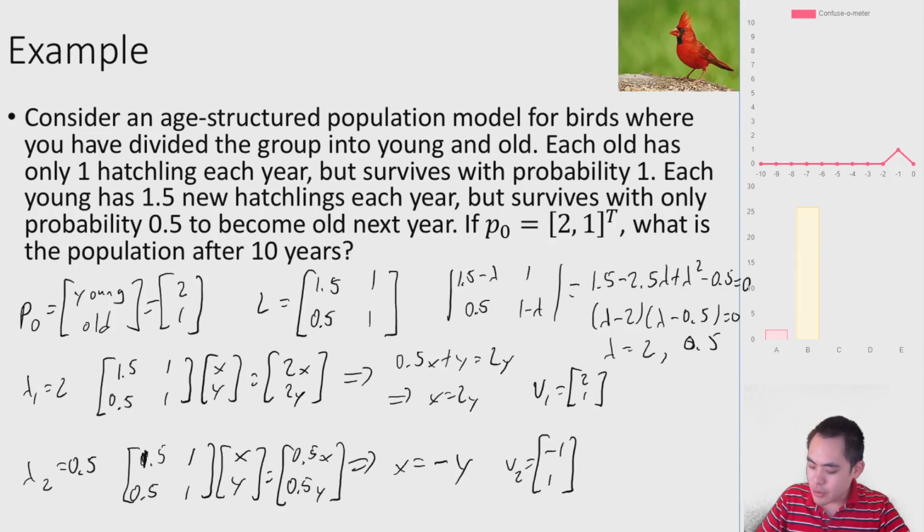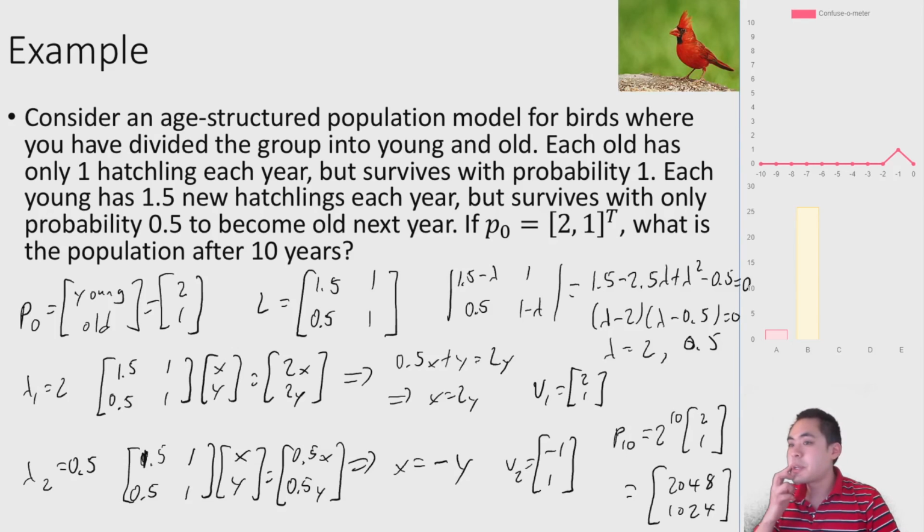So here, note that P0, 2, 1, is one of our eigenvectors. So that means that P10, after 10 years, is going to be equal to 2, 1 times 2 to the 10, which is going to be equal to 2048 over 1024. And this is because we knew the eigenvalue scaling behavior. Because our original population was one of our eigenvectors, we could just scale it up 10 times and just multiply by 2, instead of having to do the matrix multiplication 10 times in a row. And this is the power of these eigenvectors and eigenvalues.